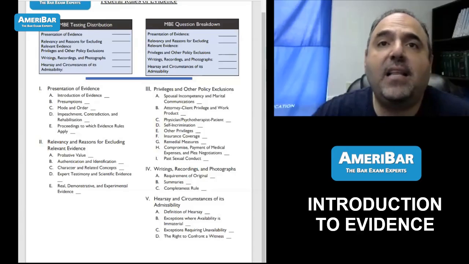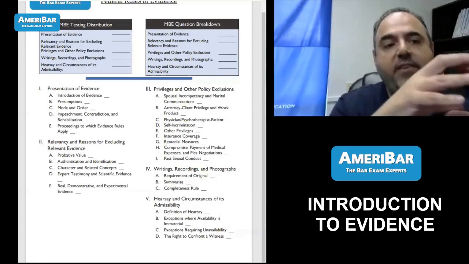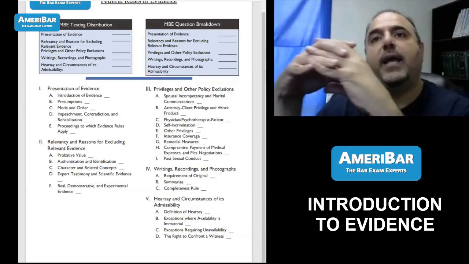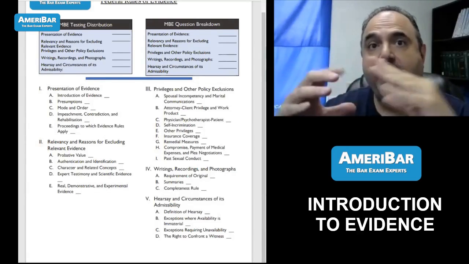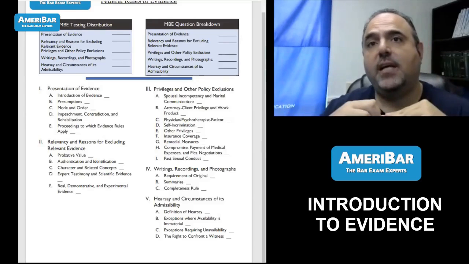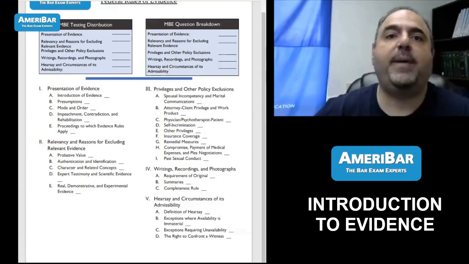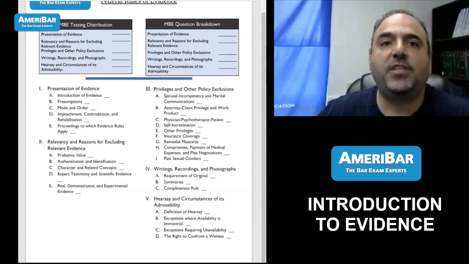But this is a balancing test. The probative value of the evidence on the one hand and the danger of these factors on the other hand has to be substantially outweighed, not just outweighed. And the big one in this balancing test here is unfair prejudice.